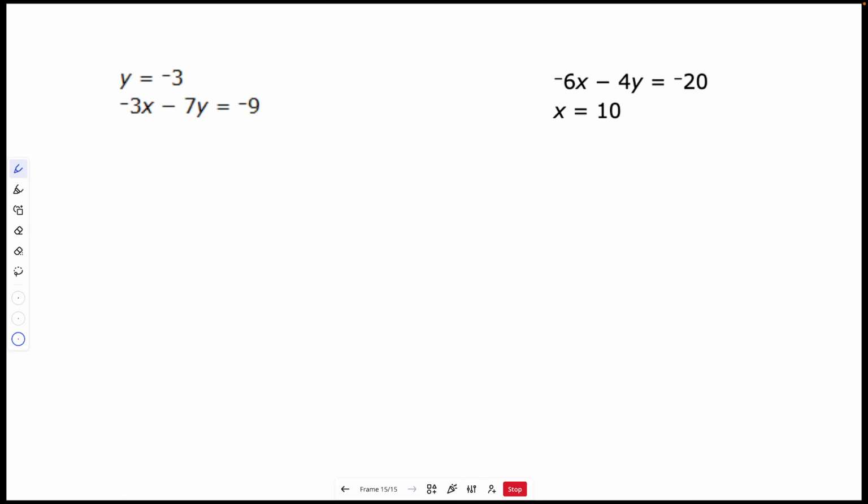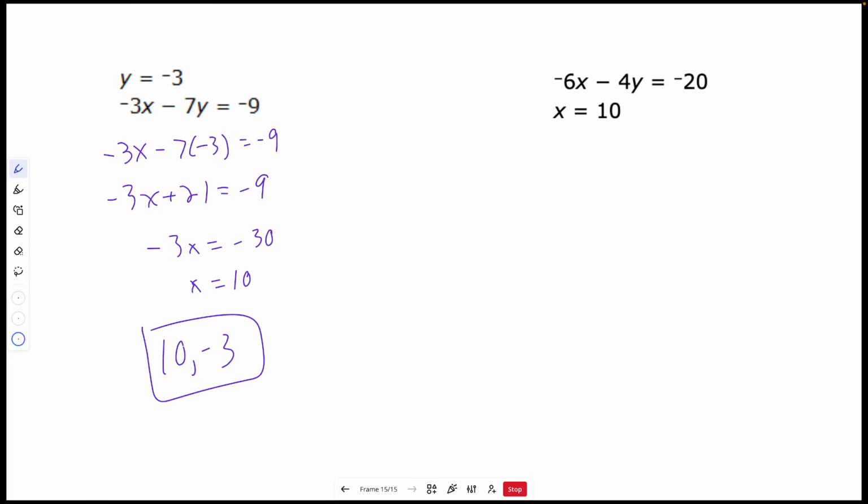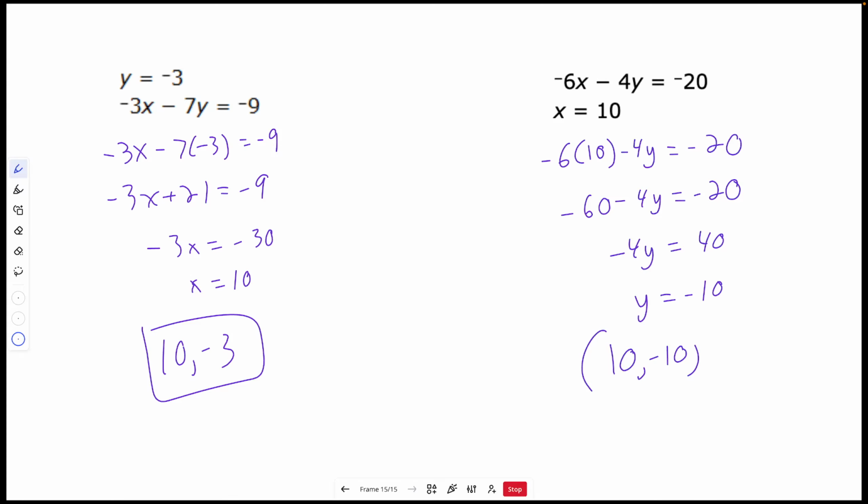Okay, now that you've had time to work these problems, let's check your solutions. Okay, for the first problem, here is the work, and you should have gotten 10 comma negative 3. And for the second problem, here is the work. Final answer should have been 10 comma negative 10.